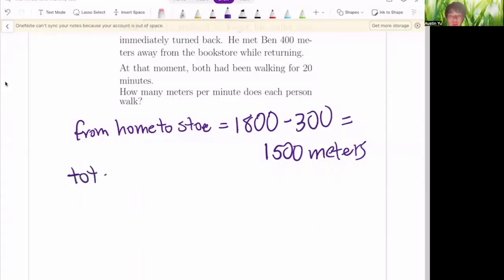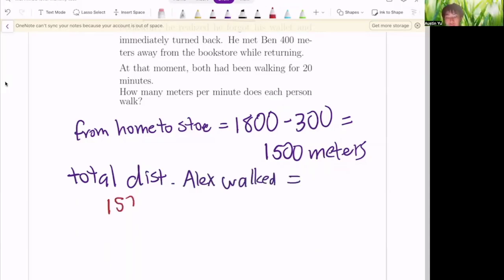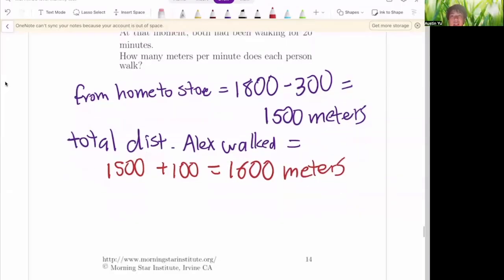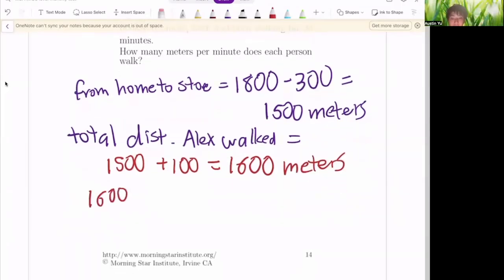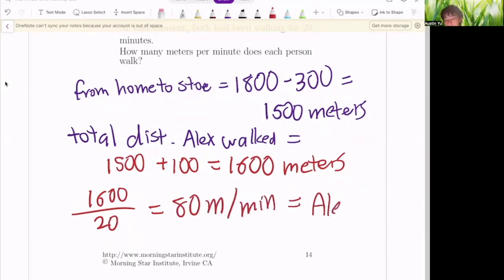So the total distance Alex walked is going to be 1,500 meters to walk to the bookstore, plus 100 meters back, since he walked 300 meters away from the store to 400 meters away, which means that in total he walked 1,600 meters. And he did this in 20 minutes, which means 1,600 divided by 20 equals 80 meters a minute. And this is Alex's speed.